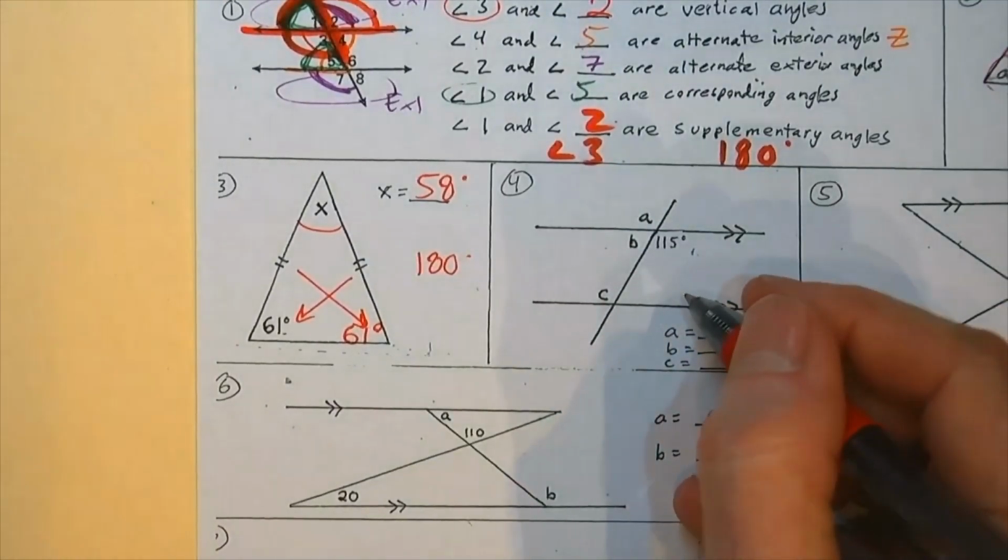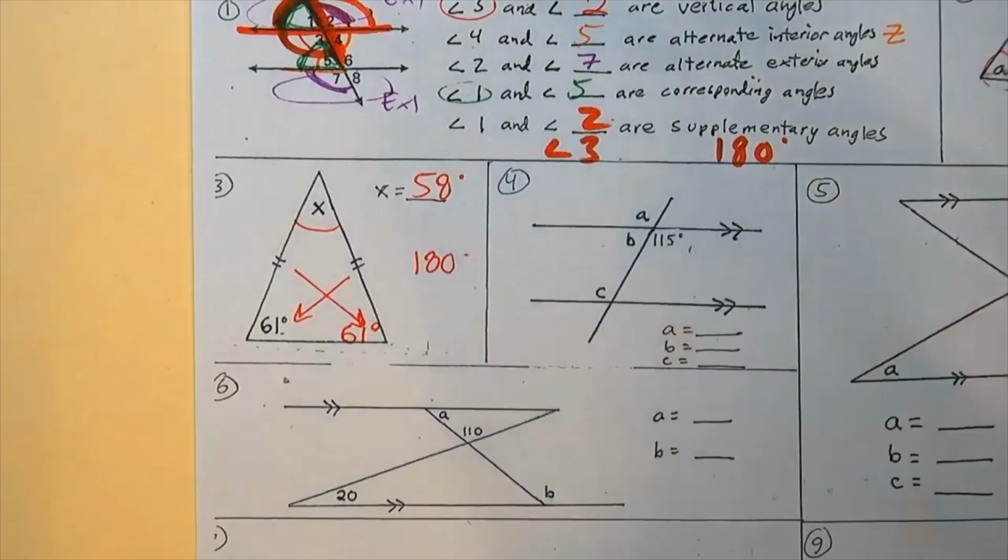Next drawing. This is 115. What's A, B, and C? You know what? Just write them all in.